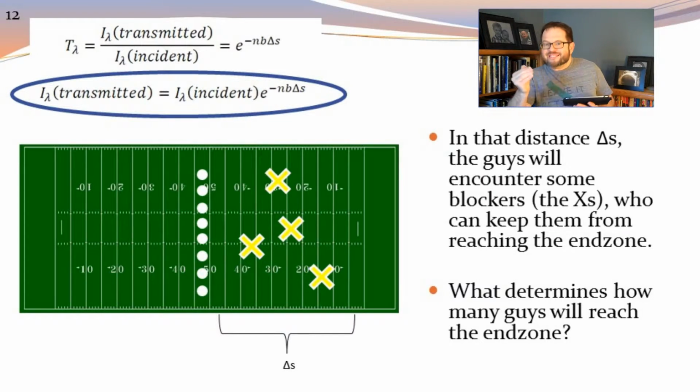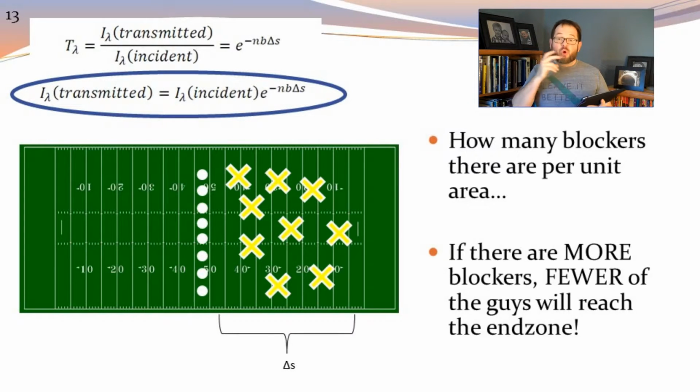How many of them would be transmitted past the blockers and make it to the end zone versus how many of them would be absorbed along the way, or blocked or whatever? Well, one part of the story is going to be how many blockers there are. More strictly speaking, it'd be how many blockers there are per unit area, and that would be a way of counting. The more guys there are blocking them, keeping them from getting all the way across those delta S meters to the end zone, the fewer of them are going to make it.